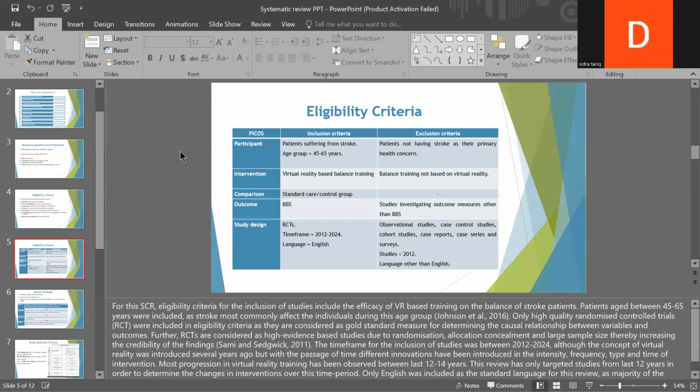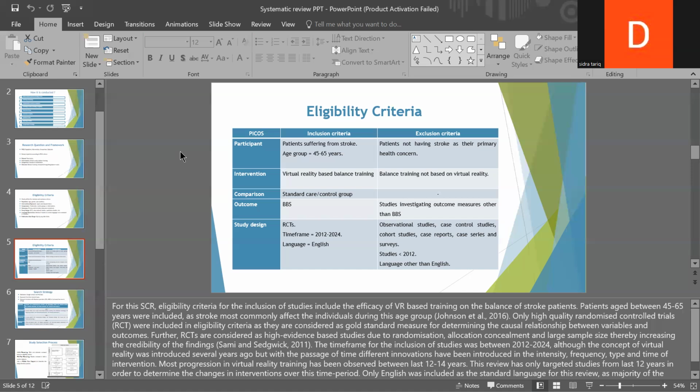As we have taken the variable of balance, we need to take a valid and reliable outcome measurement tool which is highly specific for assessing the outcomes of balance. So we have found the BBS, the Berg Balance Scale, which is highly valid and reliable for assessing both the dynamic and static components of balance. So we will be looking into the studies which compare virtual reality balance training to standard rehabilitation on the BBS in stroke patients, and the exclusion will be the studies not having BBS as their outcome.